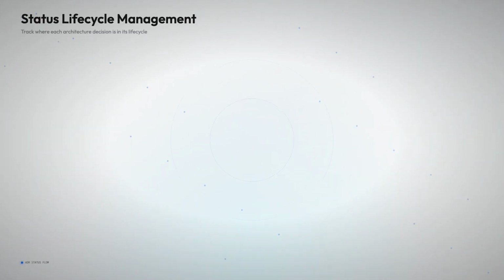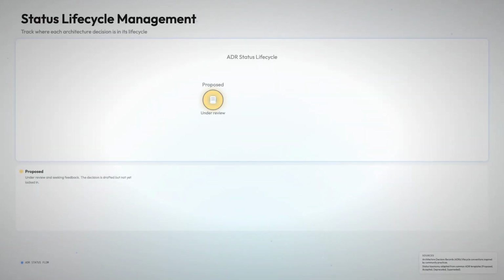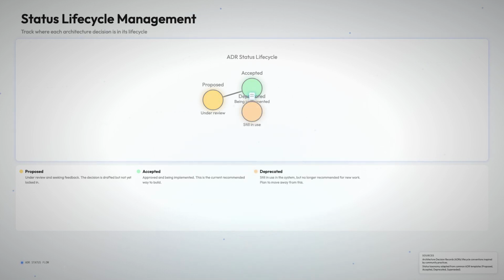ADRs progress through a defined life cycle. Proposed, under review, seeking feedback. Accepted, approved, and being implemented. Deprecated, still in use but no longer recommended for new work. Superseded by ADR NNN, replaced by a newer decision. This status field tells you exactly where each decision stands in your architecture's evolution.